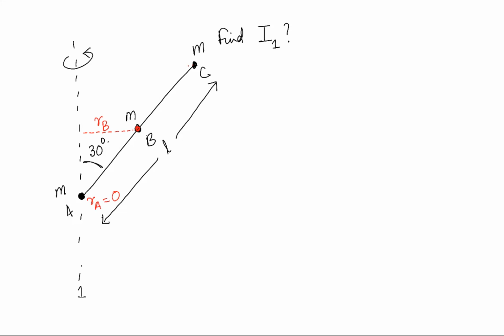What is RC? This distance has to be taken from the axis. The distance has to be perpendicular to the axis. It should be 90 degrees. So RC is equal to whatever it is. This value we'll find out from trigonometry. That's the value of RC. It should be perpendicular to the axis.